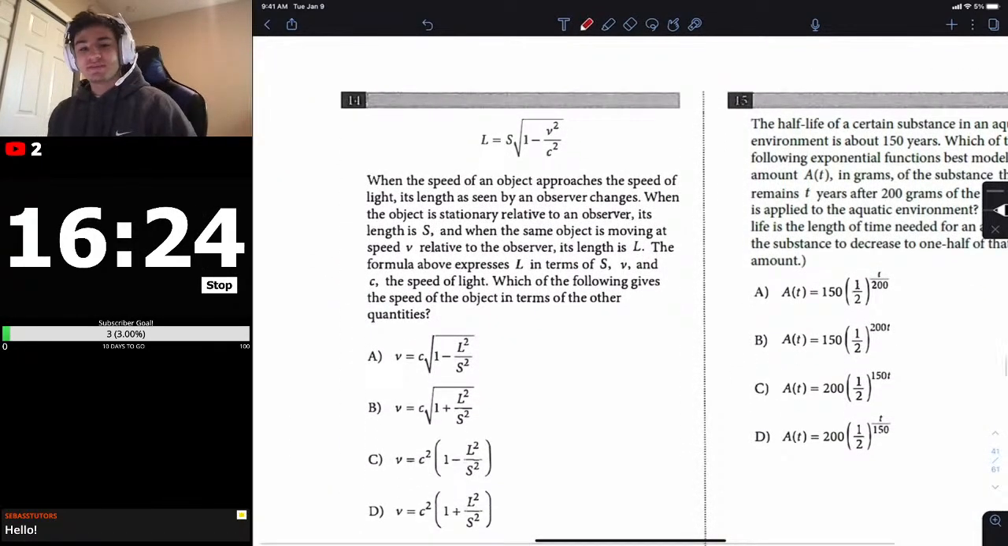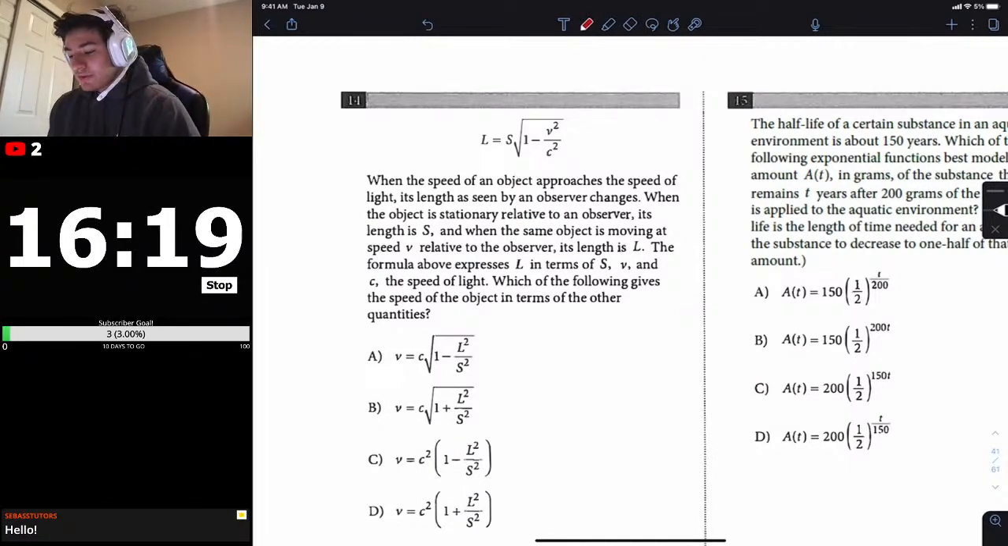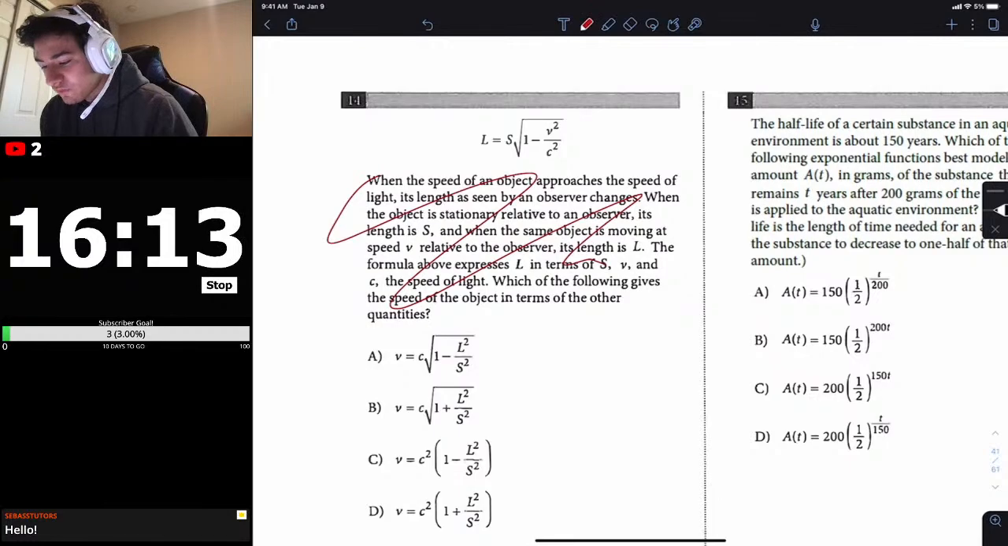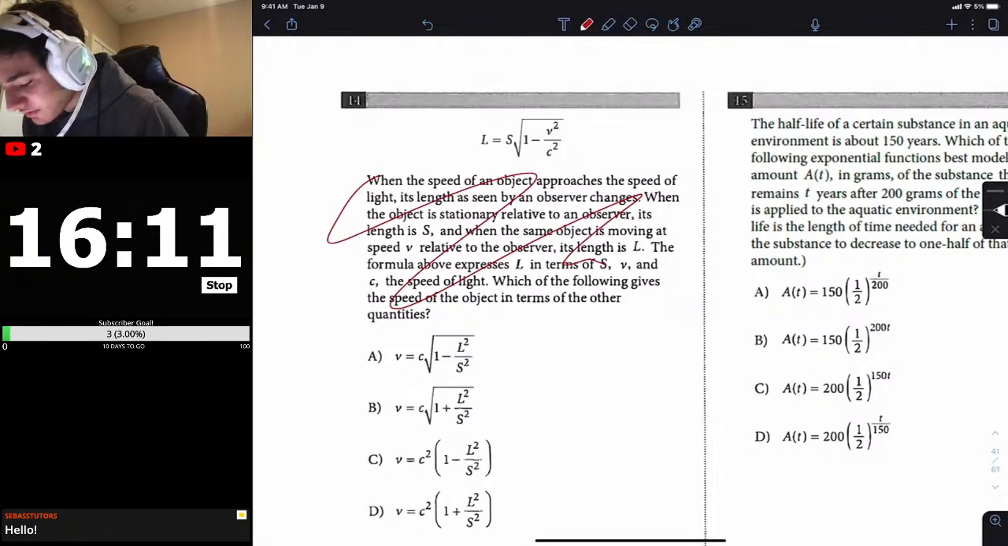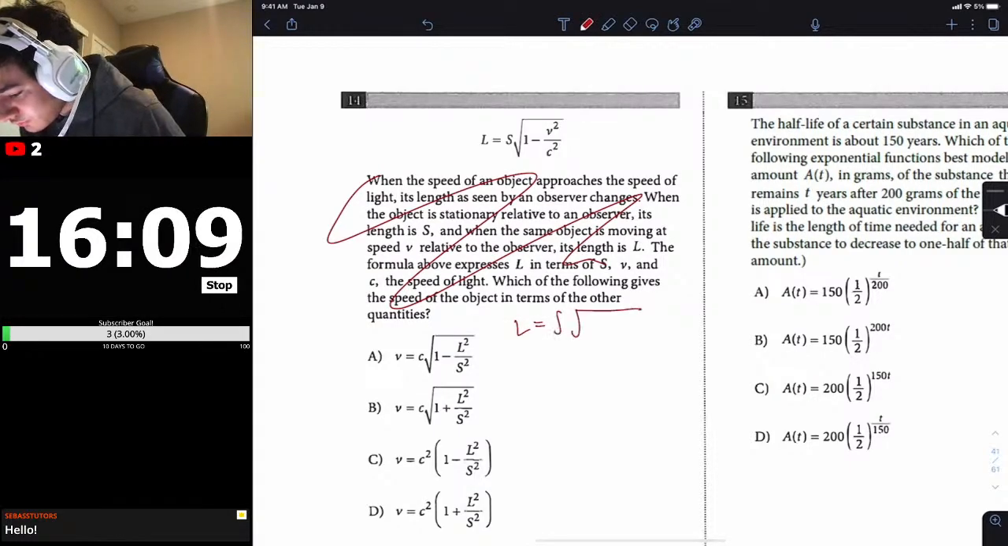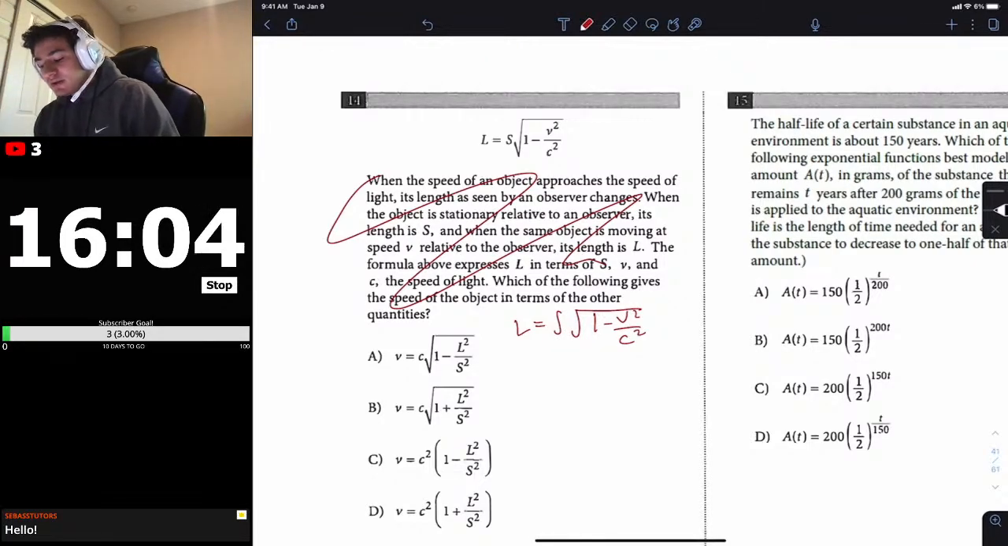16 minutes to go. When the speed of an object approaches the speed of light, okay, I'm not even going to read all this. We just need to solve for v, it looks like. So let's write down our equation. L equals s root 1 minus v squared over c squared. Oh, no. We need to solve for v.